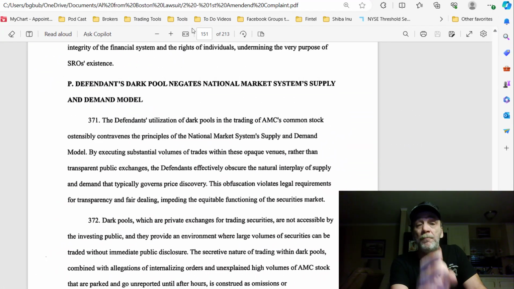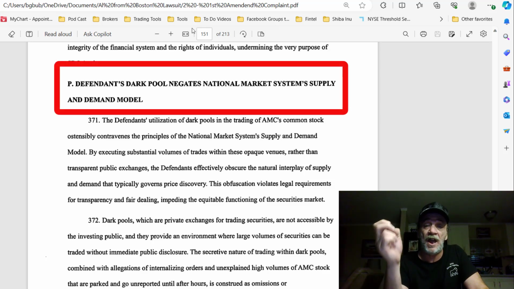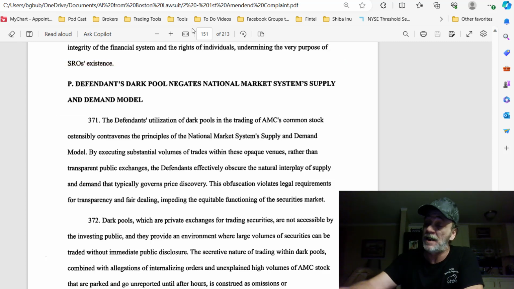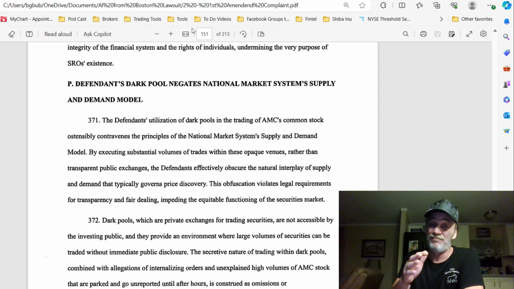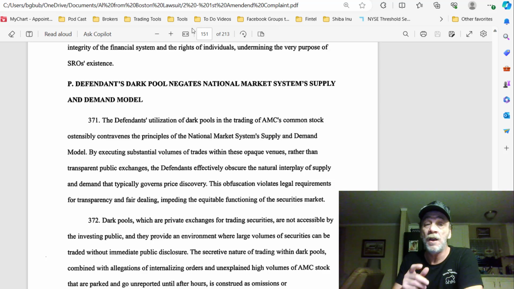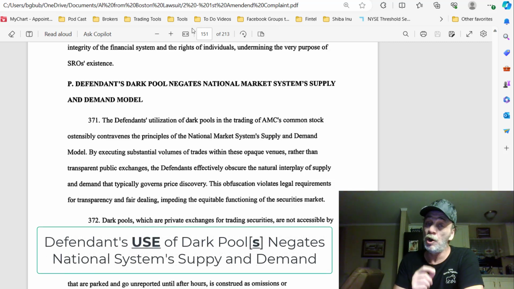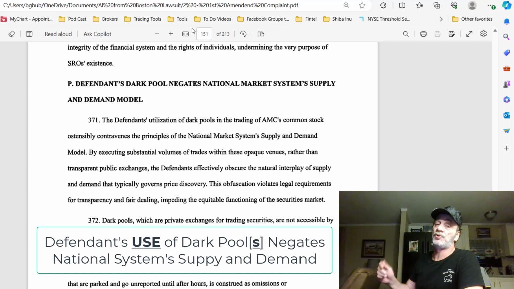In Section P, it states, "defendant's dark pool neglects national market systems supply and demand model." When I first read that, I was like, yeah, that's pretty good. That's exactly what you want to attack. But it was lacking in exactly how it should have been worded. If it was me, and it's very important, I would have added "defendant's use of dark pools," plural, "negates national market systems supply and demand model."